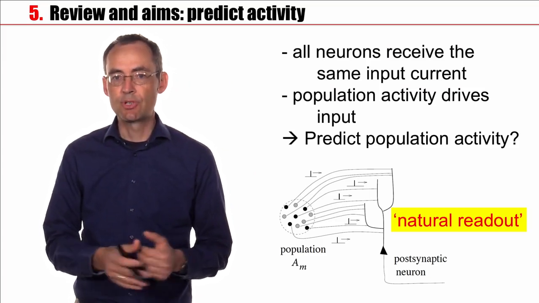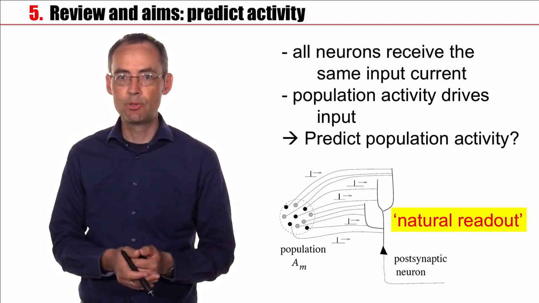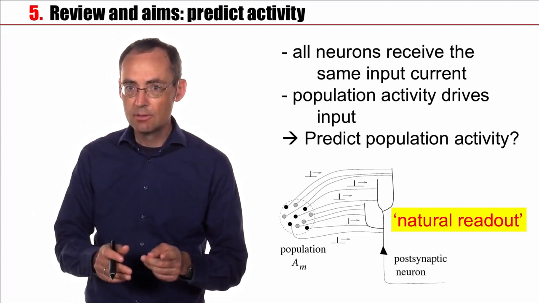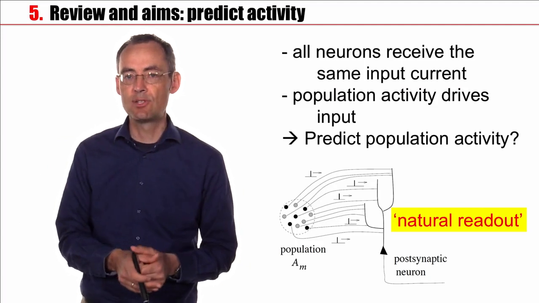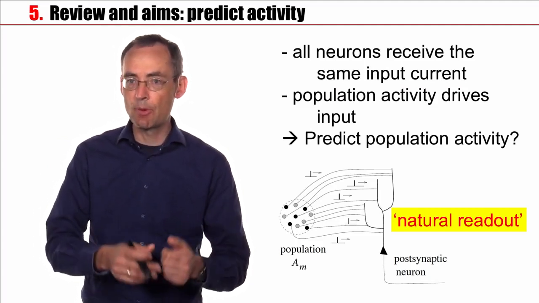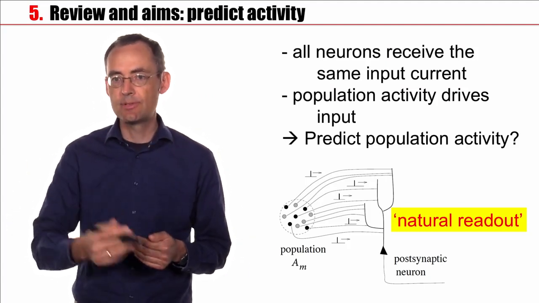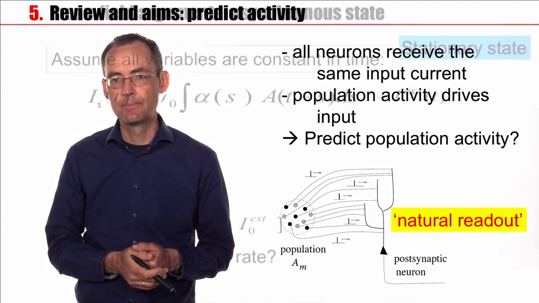To do this prediction, we will exploit that all neurons receive the same input current, and it's the population activity which drives this input. And from this input, we want to predict the population activity. So we get in a closed loop. And how to do this? This is the topic of this section.